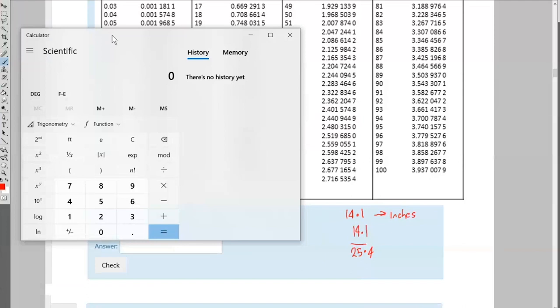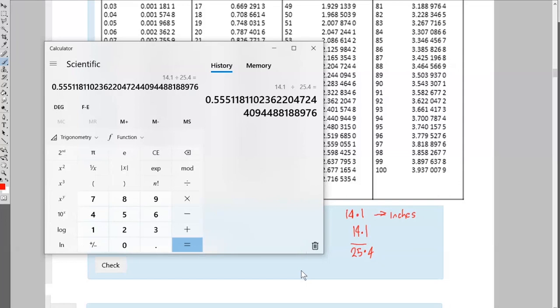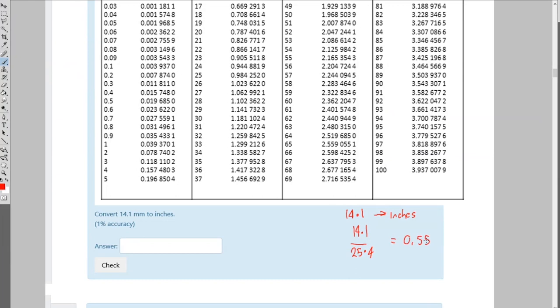So it's a bit of a weak excuse for using a chart, to be quite honest. Okay, 14.1 divided by 25. Okay, 0.555118. That's that for accuracy. 5551. How much accuracy do we need? We're supposed to do this with 1%. 1% is around about 3 significant figures. That will give you 1%. It should be within 1% there.